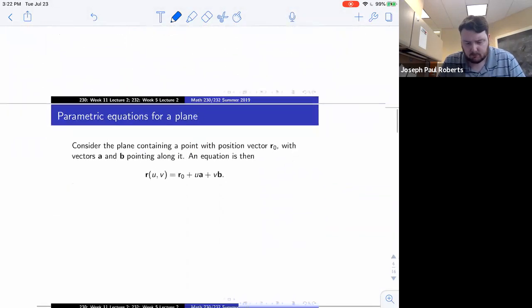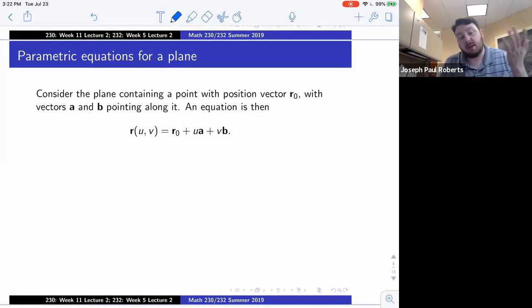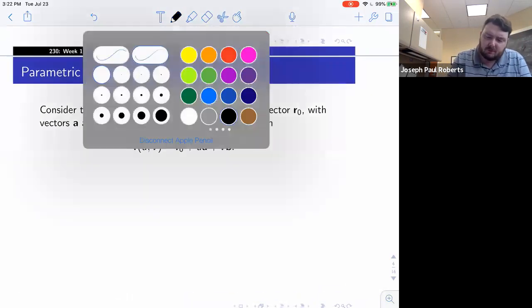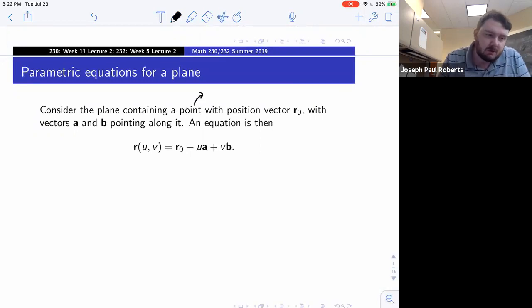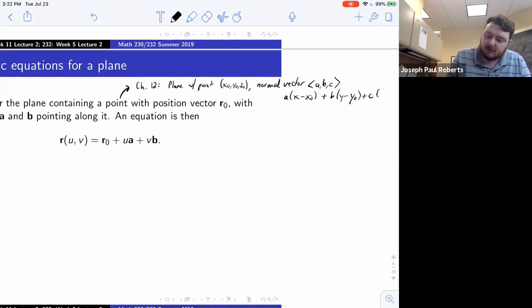So the next thing we could talk about is parametric equations for a plane. A plane is the simplest type of surface, so let's see if we can understand how to do that. I claim that it's essentially the opposite information we needed from chapter 12. For 230 people, it's been a little while since you thought about it. 232, maybe you should go back and review a little bit. But remember back in chapter 12, we learned that the plane with the point x naught, y naught, z naught, and normal vector ABC has equation A times x minus x naught plus B times y minus y naught plus C times z minus z naught equals 0.